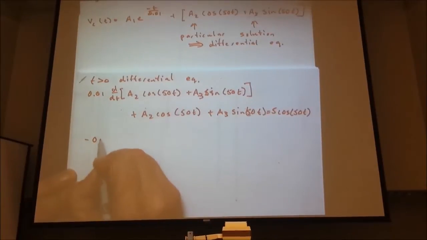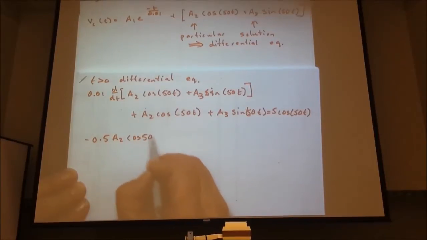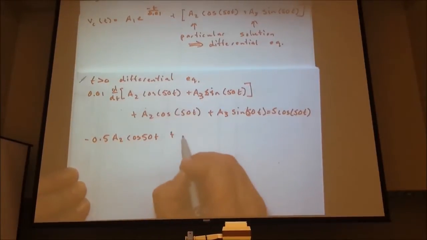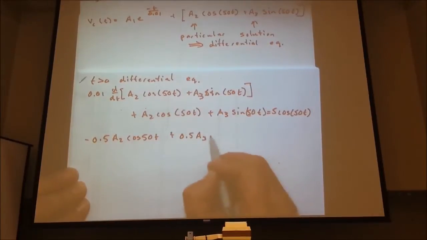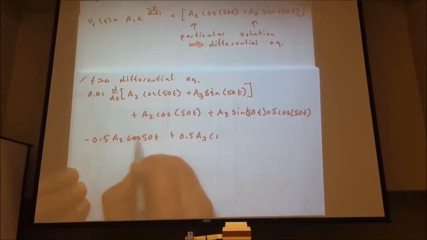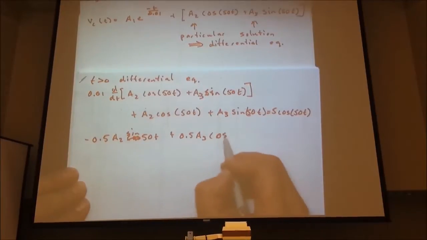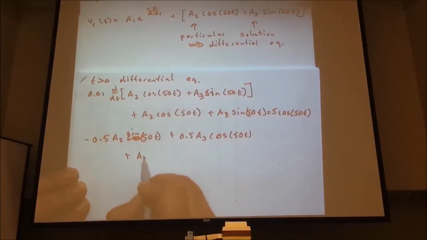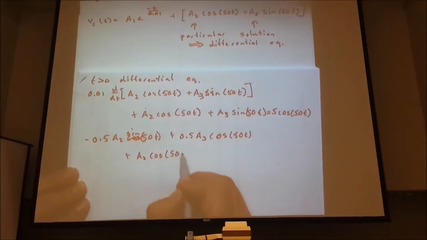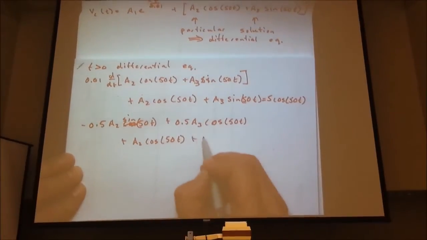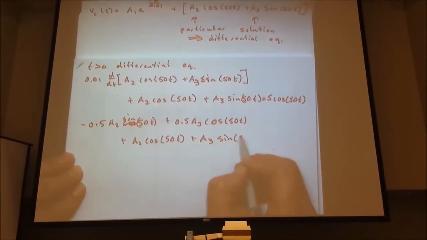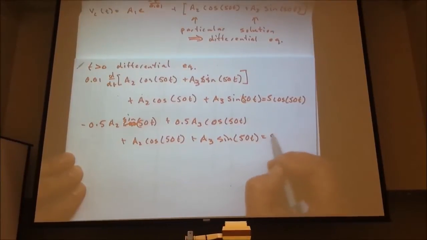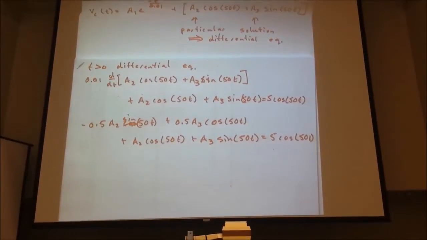So minus 0.5 A2 cosine 50t plus 0.5 A3, where am I? Sine, sorry. Cosine 50t plus A2 cosine 50t plus A3 sine 50t equals 5 cosine 50t. Two equations and two unknowns essentially is what we have here.